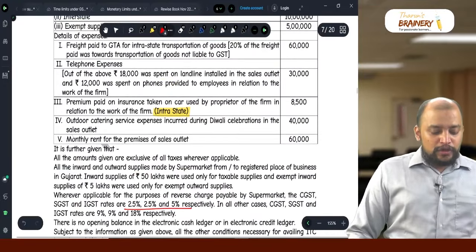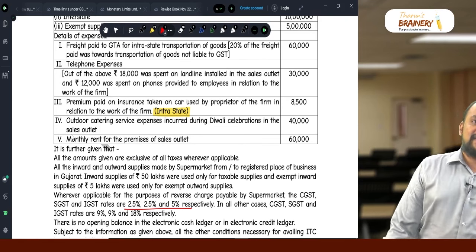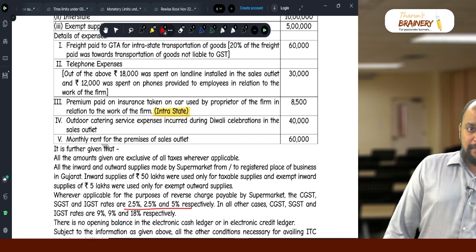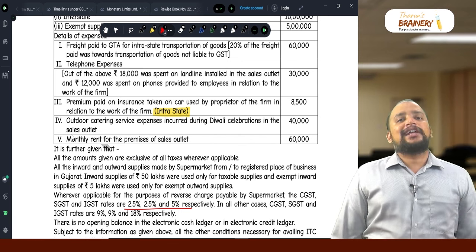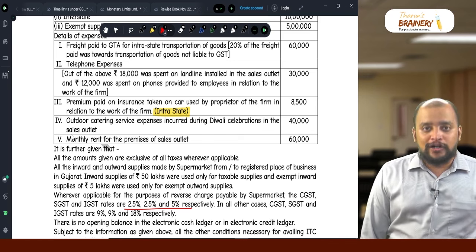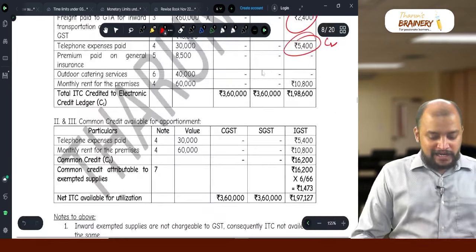And then outdoor catering services. Here also, whatever outdoor catering services, the GST is paid on inward supply, but we cannot take ITC because outdoor catering is a blocked credit under Section 17(5). ITC cannot be availed. So that's why I have not taken it into the ITC.